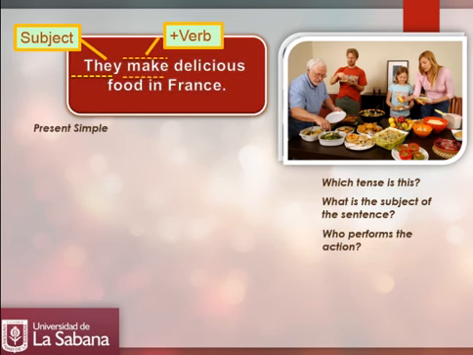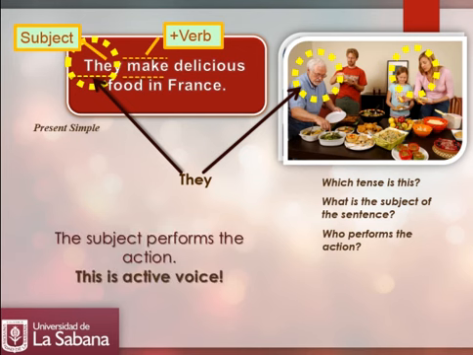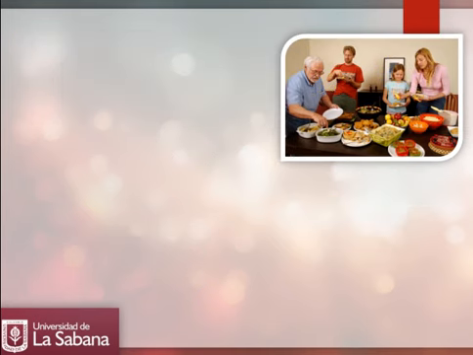Now, who performs the action in this sentence? They. People perform the action. They make food. In this case, the subject of the sentence is active. It performs an action. This sentence is active. It is the active voice.